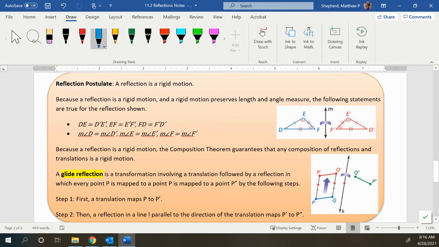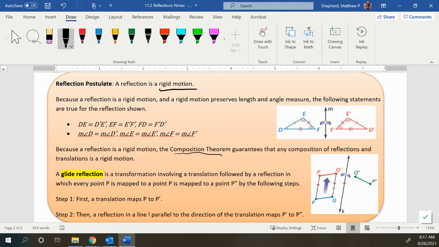All right, so now let's talk about the reflection postulate, which is pretty simple. A reflection is a rigid motion, meaning the shape stays the same. Okay, and you'll notice they've got all that writing to indicate the angles were the same, the side lengths were the same. It is a rigid motion. And the composition theorem, which we saw in the last video, shows that if we combine two transformations that are both rigid motions, then the combination of them is itself also a rigid motion. So if I combine two reflections, that will be a rigid motion. If I combine a reflection with a translation, that combination should also be a rigid motion.